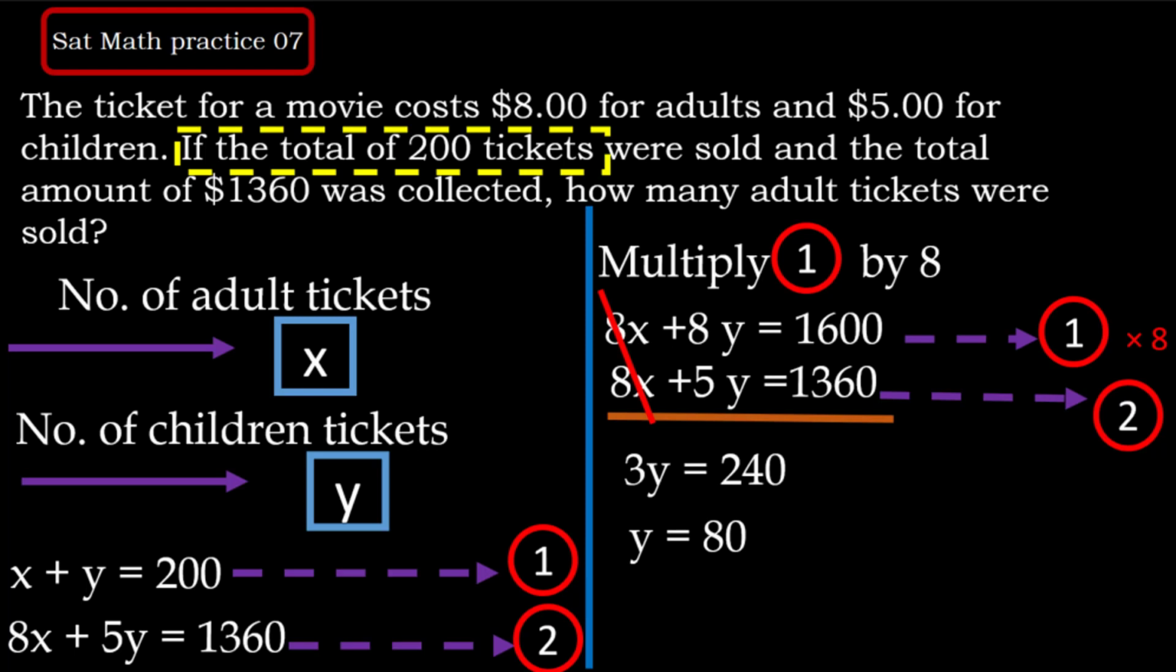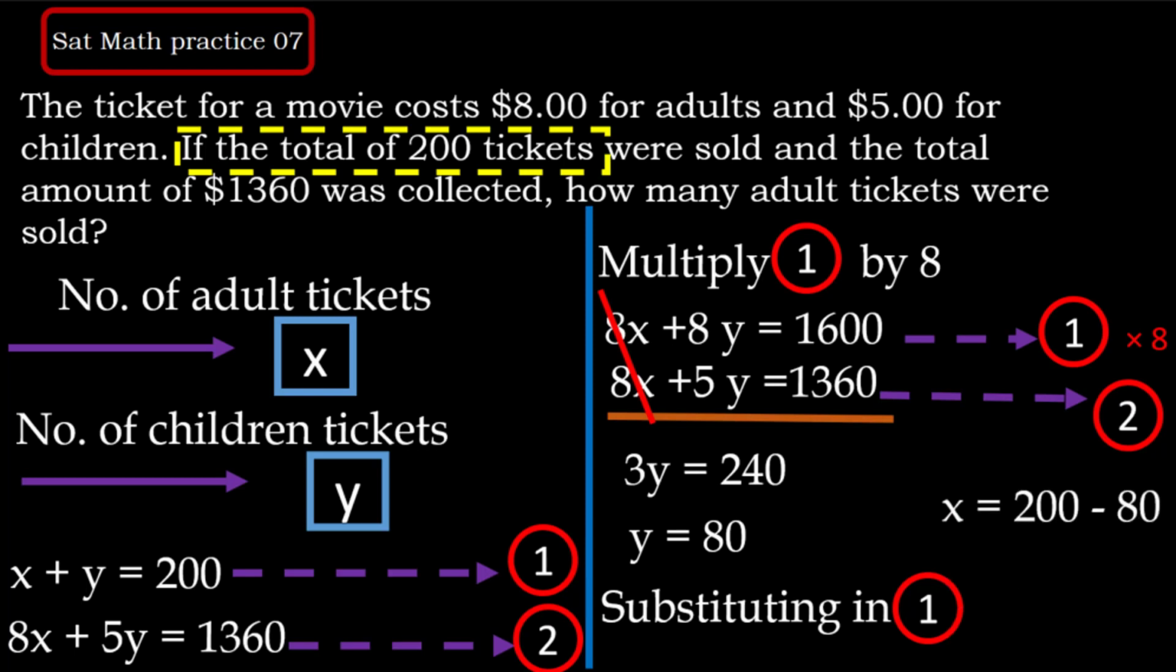To find the value of x, substitute in equation 1. So 80 plus x equals 200. Now x equals 200 minus 80, which is 120. So the value of x is 120, and the value of y is 80.